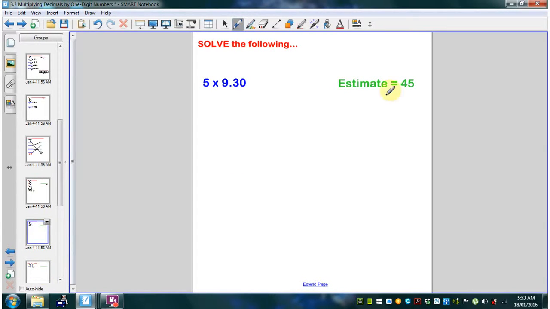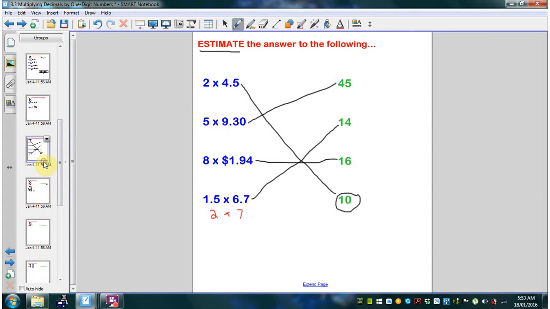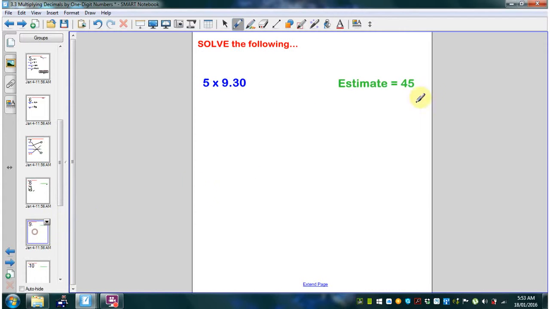Okay, so let's try another one. I'm going to flick back. We guessed this one had an answer of 45. So I wrote here, a guess of 45. Let's see if we get an answer close to that. So we're solving the following. Our first step is to write this down in what I call column method, one on top of the other. And we put our decimal on the top, because we're used to seeing multiplication like this.